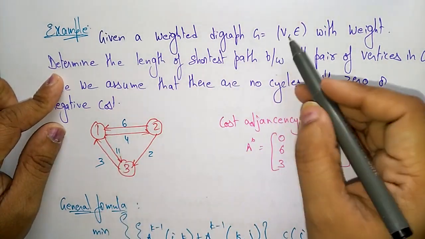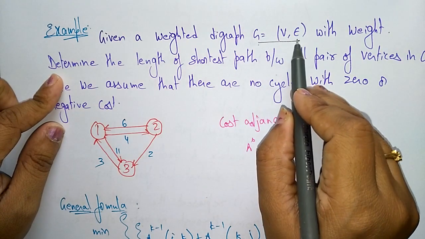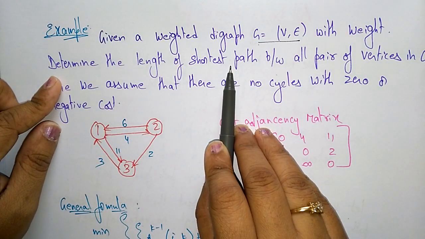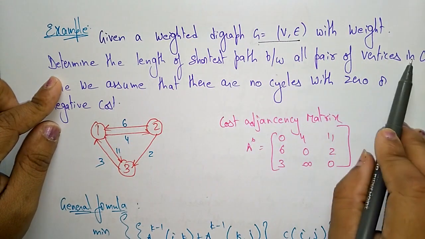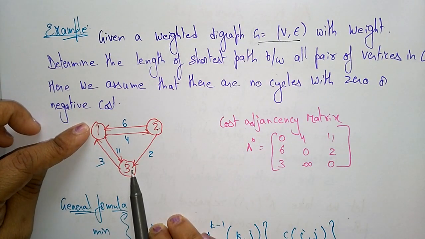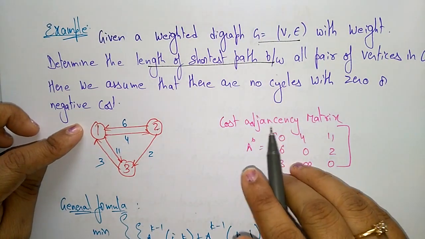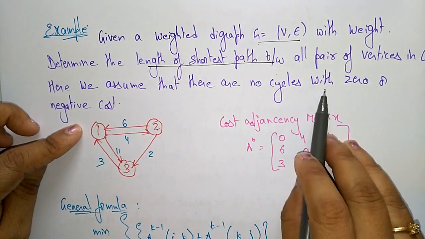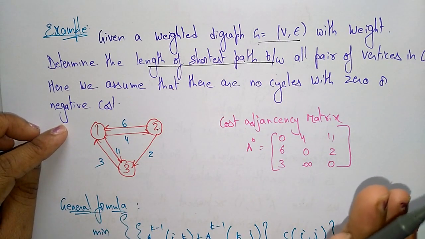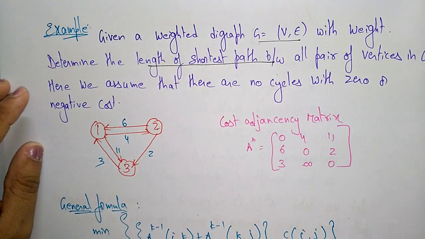This is the directed graph G with vertices V and edges E with weights. We have to determine the length of the shortest path between all pairs of vertices in G. Here three different vertices are there. We assume that there are no cycles with zero or negative cost, so there are no negative values and no zero cost.